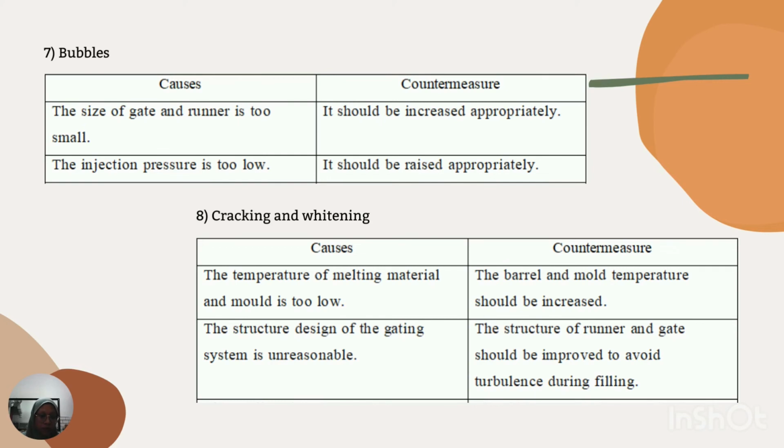Next, the bubbles, caused by the size of the gate and runner being too small, and the countermeasure is that it should be increased appropriately. Next, the injection pressure is too low, and it should be raised appropriately. Then, the cracking and whitening, caused by the temperature of the melting material and mold being too low, and the countermeasure is that the barrel and mold temperature should be increased. The second cause is that the structural design of the gating system is unreasonable, and the countermeasure is that the structure of the runner and gate should be improved to avoid turbulence during filling.